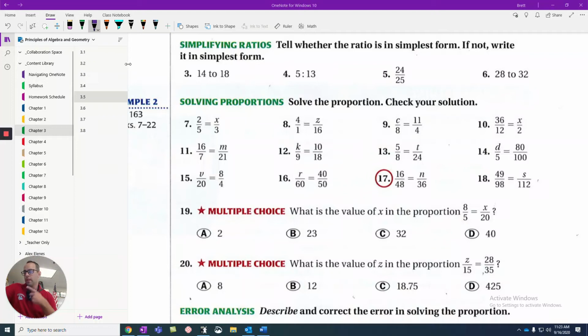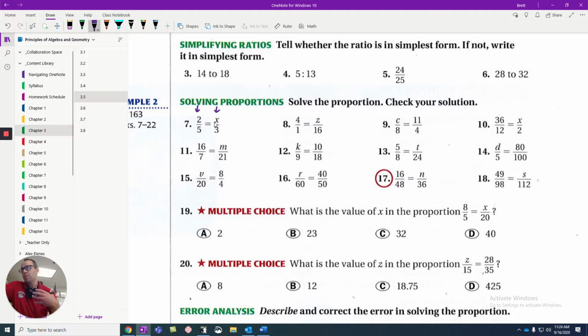Hey guys, so this is the notes and support for 3.5 in principles. As we go through here, just keep in mind what we're working with is being able to solve proportions. Now, proportion, you have to understand, is two ratios that have been set equal. So you can see how we have a ratio of 2 to 5 and a ratio of x to 3.